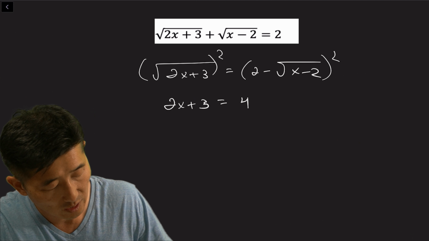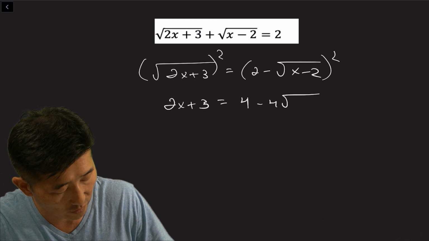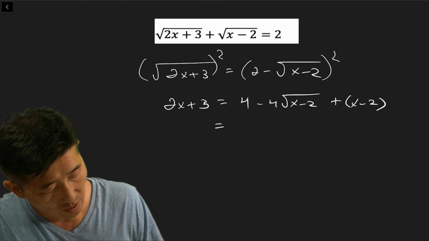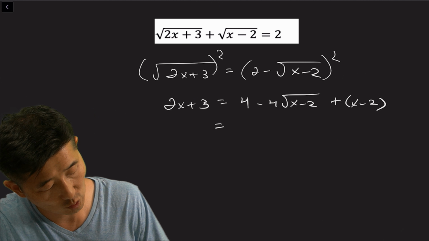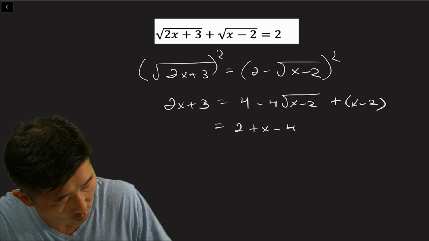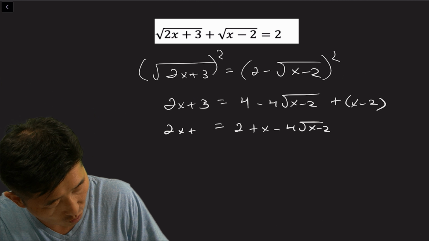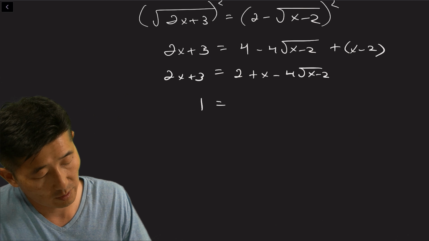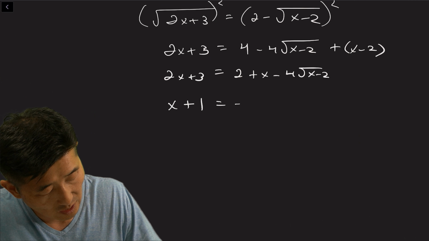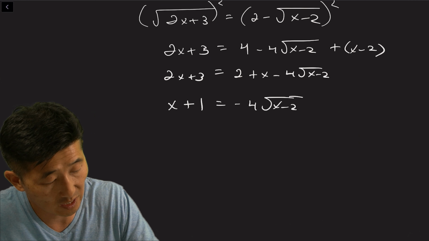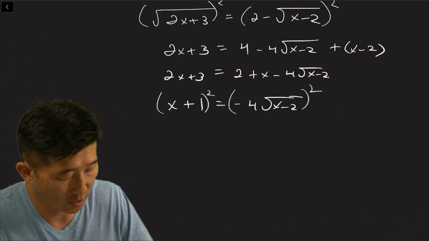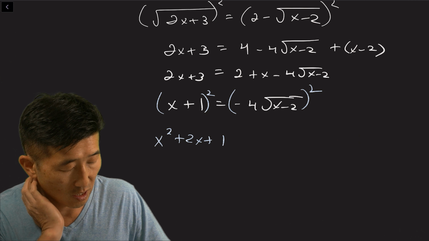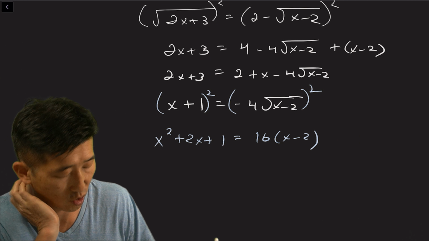You get 4. And then you get negative 4 square root of x minus 2 plus parenthesis x minus 2. And then, let's see, 4 minus 2 will become 2 plus x minus 4, negative 2, 2x plus 3. And then you bring the 2 to the other side, you'll get a 1. 2x minus x, you get an x, you get x plus 1, negative 4. Okay, and then you do it again, squared, squared, and this will become x squared plus 2x plus 1 equals 16 parenthesis x minus 2, okay?